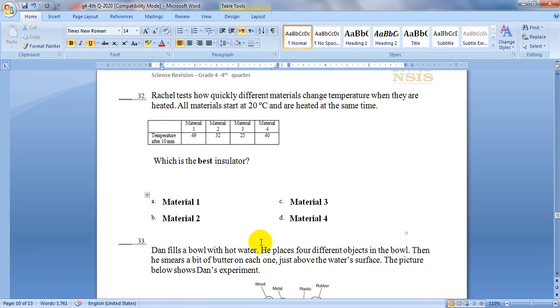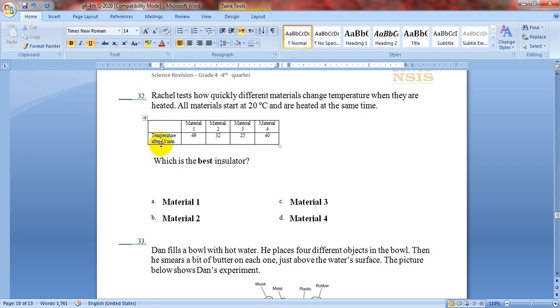32. Rachel tests how quickly different materials change temperature when they are heated. All materials start at 20 degrees Celsius and are heated at the same time. Which is the best insulator? All of them will start heating at 20. When we heat them, after 10 minutes, as we see here, material number 1, its temperature rises up to 49. It was 20, then it becomes 49 after 10 minutes.